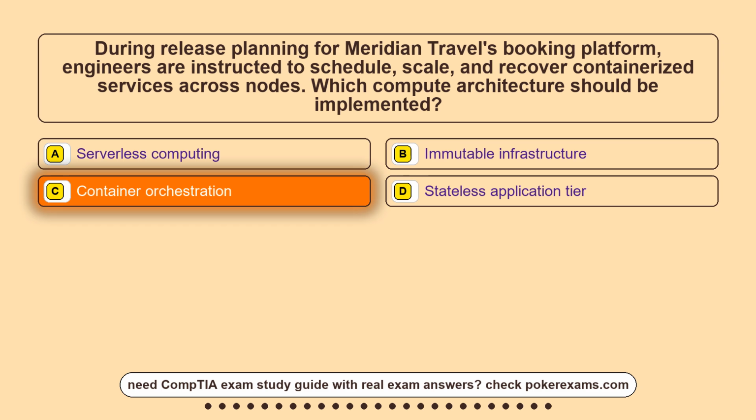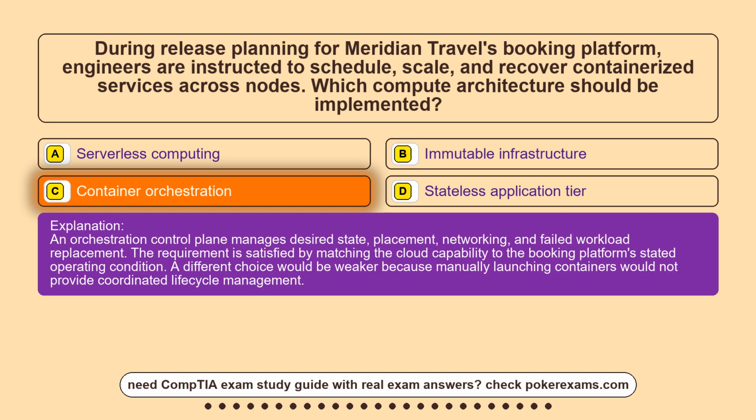The correct answer is option C, container orchestration. An orchestration control plane manages desired state, placement, networking, and failed workload replacement. The requirement is satisfied by matching the cloud capability to the booking platform's stated operating condition. A different choice would be weaker because manually launching containers would not provide coordinated lifecycle management.